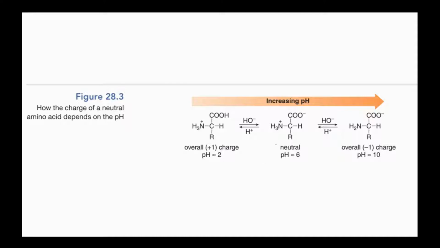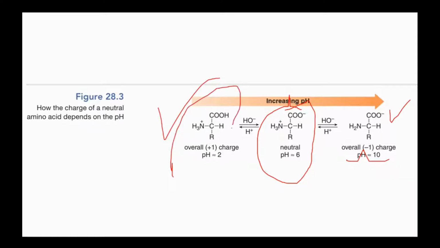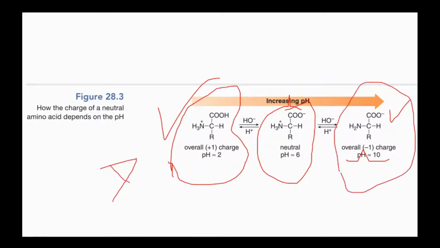If the pH is 6, this form exists. If the pH becomes 10, the overall charge will be negative, so this form is dominant. If you decrease the pH and make it acidic, then this form will exist. So this form exists in acidic media, this form exists in basic media, and this form exists at pH 6, which is almost neutral or slightly acidic.